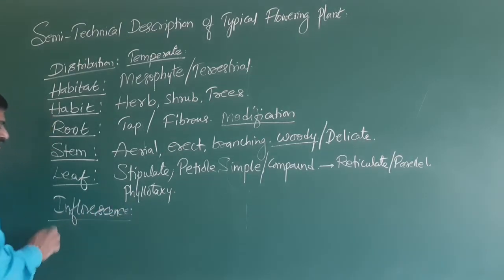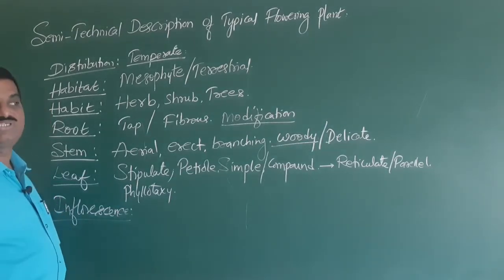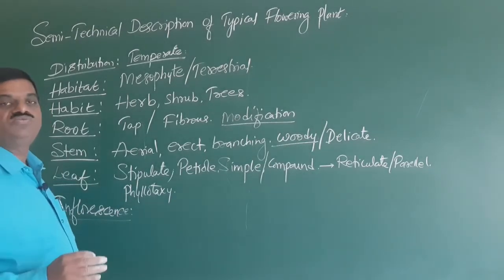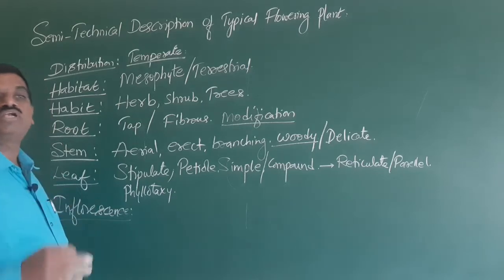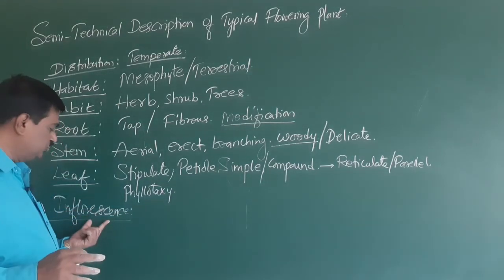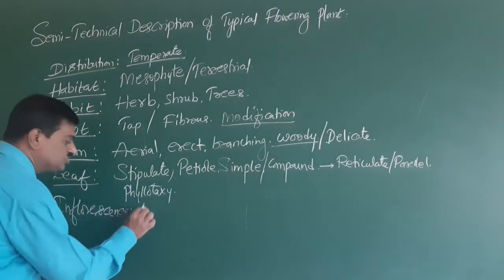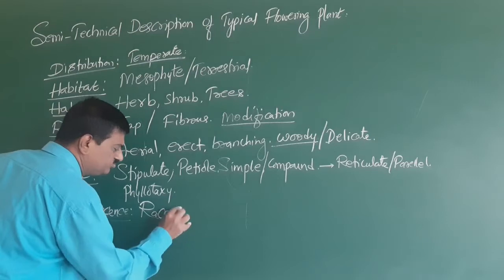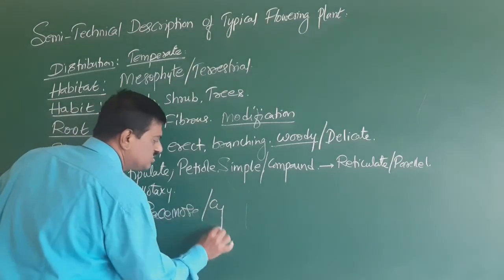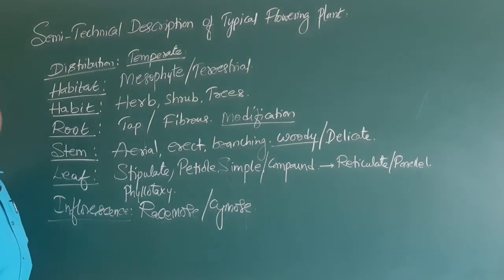inflorescence. Again, here we write what type of inflorescence it is. Whether it is a racemose inflorescence, and in racemose, what type: whether it is a simple raceme, umbel, corymb, all that should be mentioned here. If it is cymose, what type of cymes? So here, racemose or cymose, or any modifications, should be mentioned.